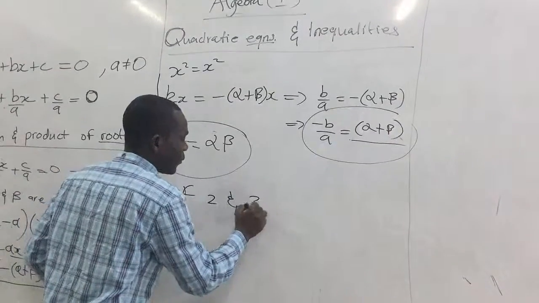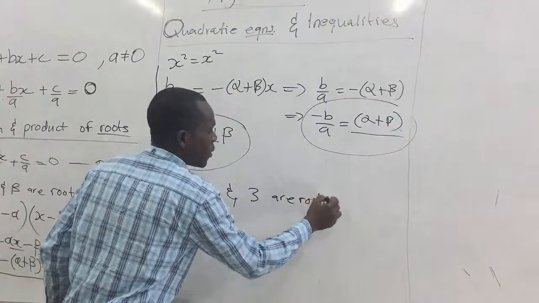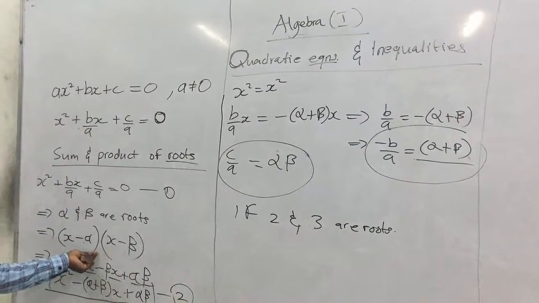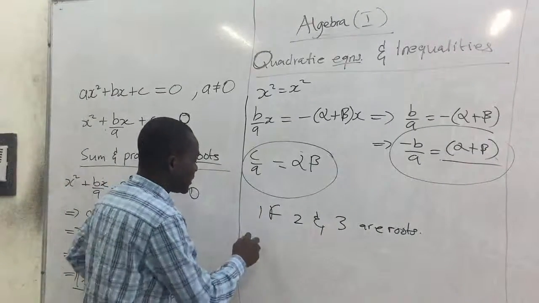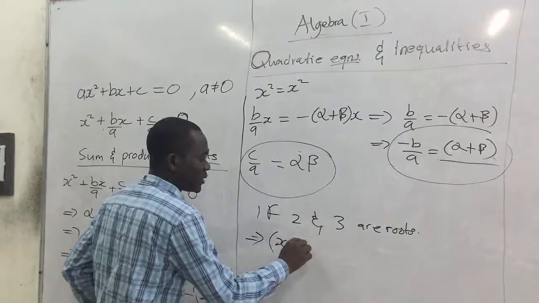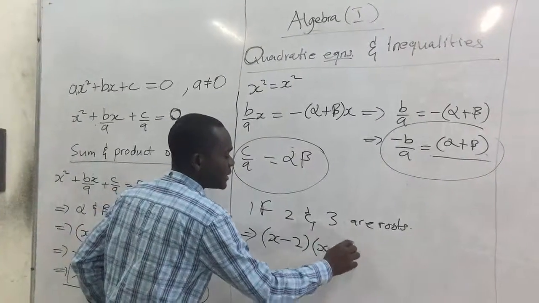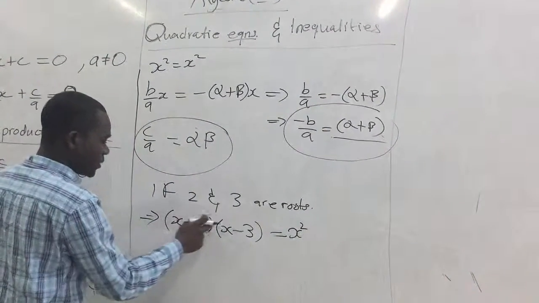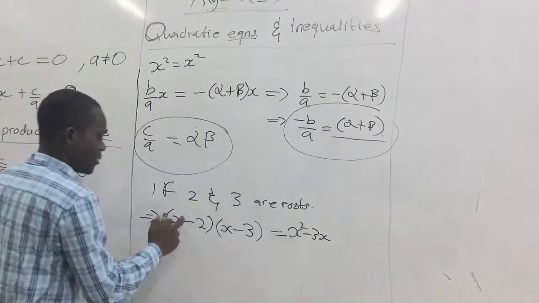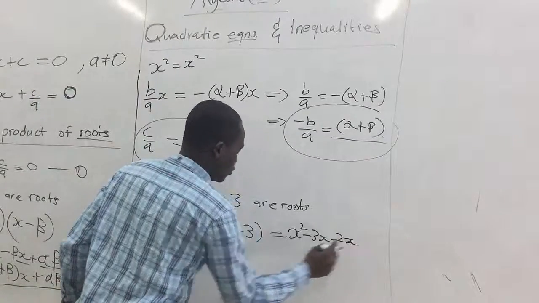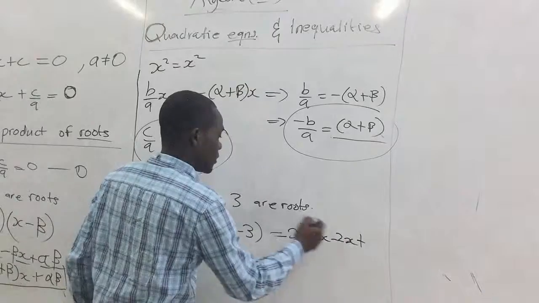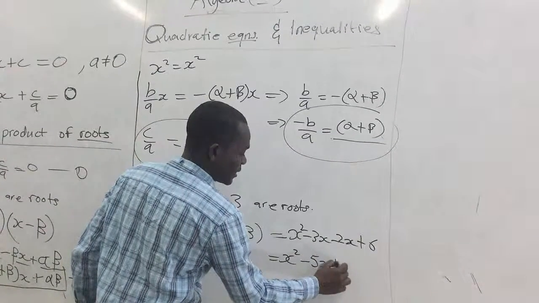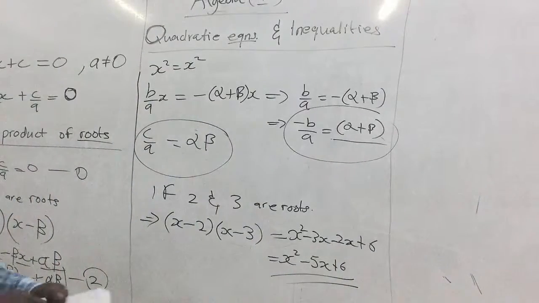Now assuming we are given these two roots, 2 and 3, as roots of a certain quadratic equation which we don't know, and we are to find that quadratic equation like we did here. How do you go about that? We always use the relation: x minus the first root, which is 2, by x minus the second root, which is 3. Then we expand. When we expand this, we get x squared minus 3x minus 2x plus 6. Then we further simplify to get x squared minus 5x plus 6. So this becomes our quadratic equation in which we got the roots 2 and 3.